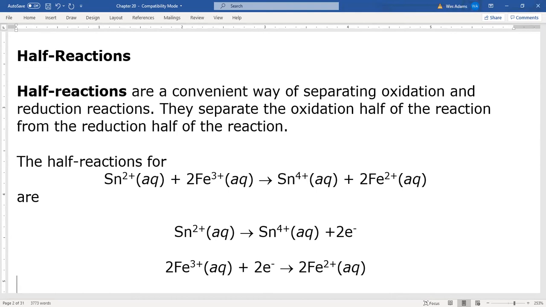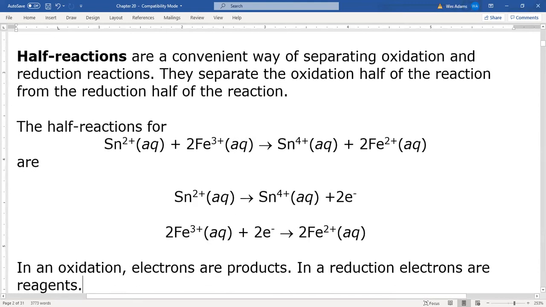And that's not necessarily needed to balance the material, but it is required to balance the charge and the number of electrons. In oxidation, the electrons are considered products, and in reduction, the electrons are considered reactants. So notice the iron is being reduced, and so the 2 electrons are a reactant, and then the tin is an oxidation, so the electrons are listed as a product.